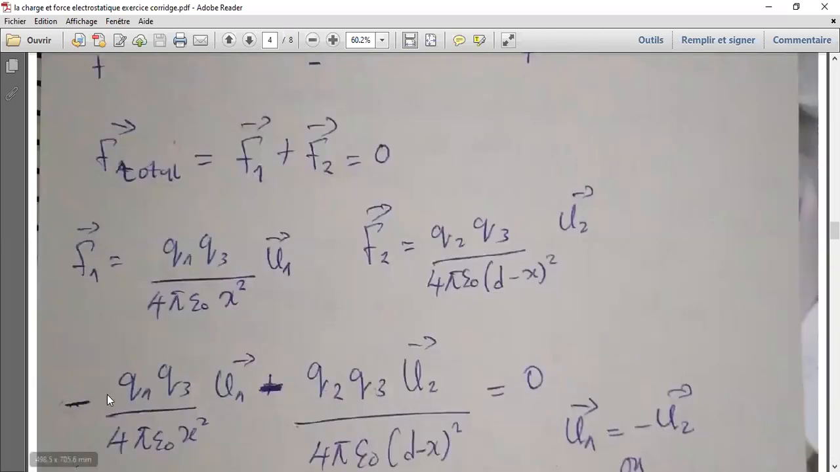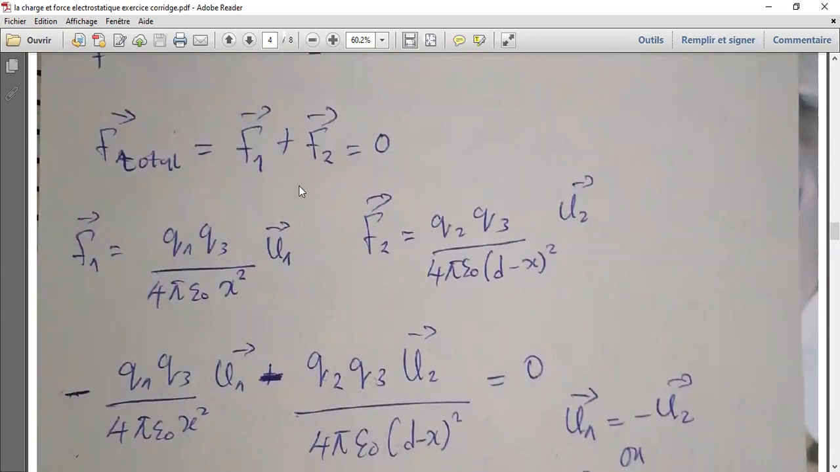So you have negative Q1 Q3 divided by 4 pi epsilon 0 x squared U1, minus, since Q3 is negative, it will be negative here, minus Q2 Q3 divided by 4 pi epsilon 0 (d minus x) squared U2, is equal to 0. So I'm just replacing on this equation.